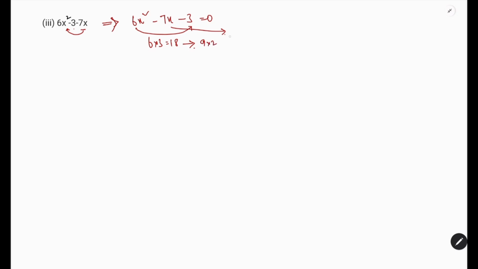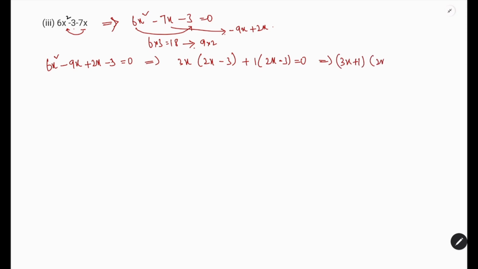Here 9 2s are 18. So here I can write minus 9x plus 2x. So 6x square, split this one: minus 9x plus 2x minus 3 equal to 0. Take 3x common: 2x minus 3 plus 1 into 2x minus 3 equal to 0. Here 3x plus 1 into 2x minus 3 equal to 0.